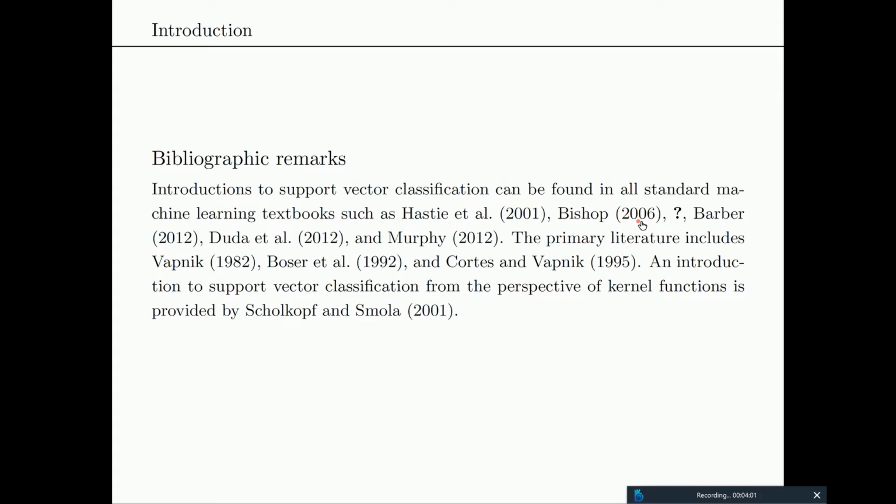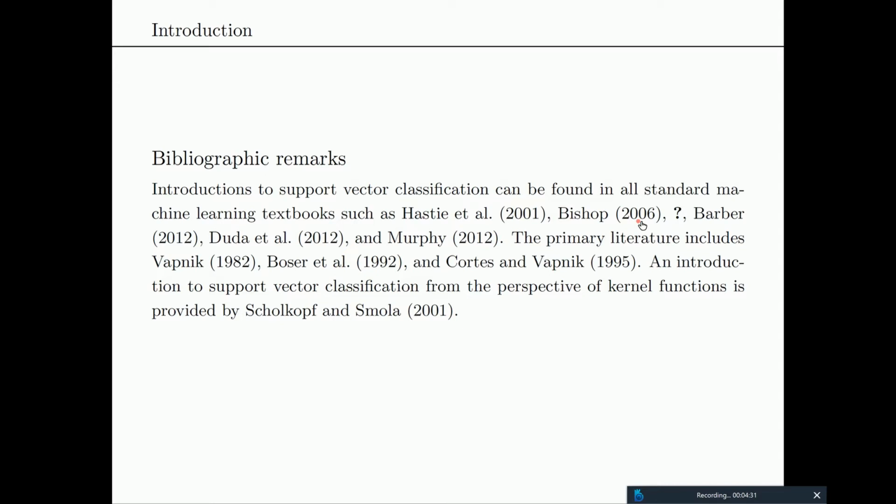Who has studied support vector machines previously? So not applied, not used a toolbox, but has studied, for example, the dual Lagrangian formulation. Who has had to transform it into a KKT problem? Yeah, essentially. Who has applied them using a toolbox? Some of you. Okay.